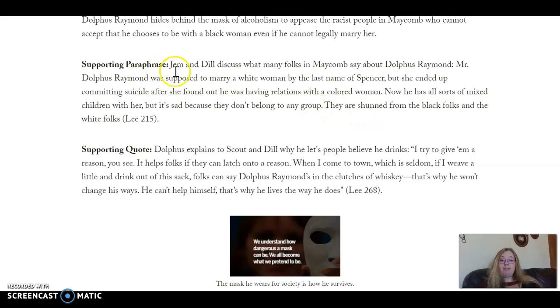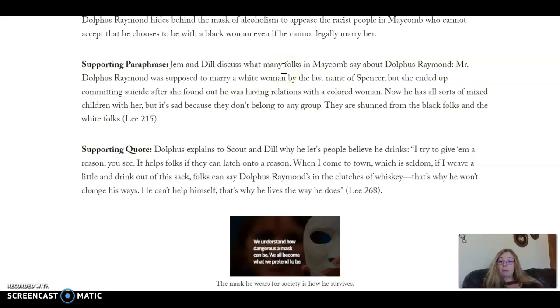And my supporting paraphrase states, Jem and Dill discuss what many folks in Maycomb say about Dolphus Raymond: and you're going to notice a colon at the end, because this is a lead-in. I'm leading in to my paraphrase, and because it's a full sentence, I'm ending it with a colon. Okay, it's a full sentence lead-in. And we know who the speakers are in this paraphrase because I'm letting the audience know that Jem and Dill discuss what many folks in Maycomb say about Dolphus Raymond.